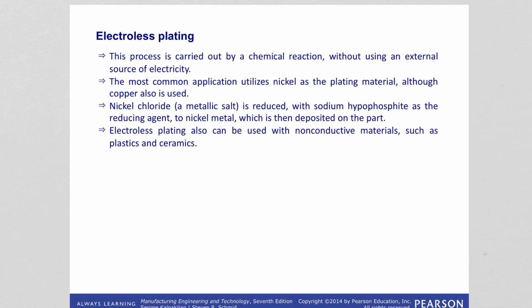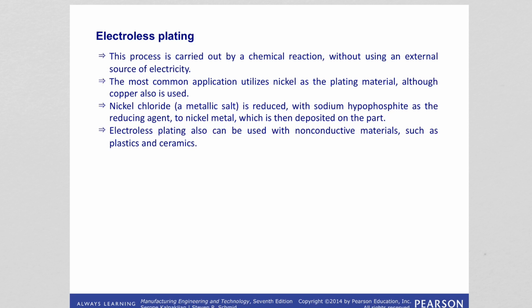Okay, and then there is electroless plating. This process is carried out by a chemical reaction without using an external energy source of electricity. The most common application is using nickel as the plating material. Copper is also being used. So in this case, we have nickel chloride, which is a metallic salt, which is reduced with sodium hypophosphite as a reducing agent to nickel metal, which is then deposited on the part.